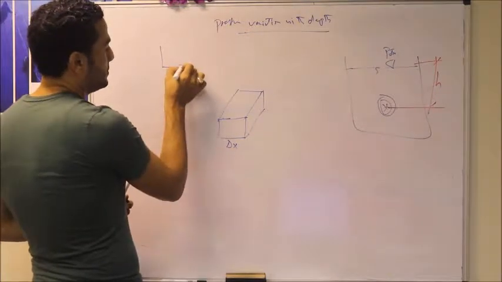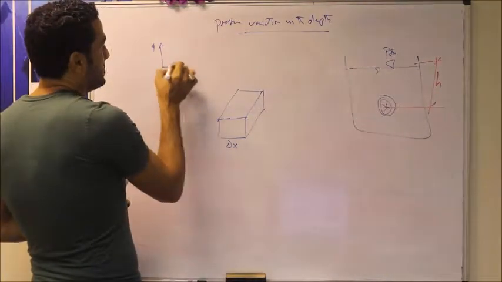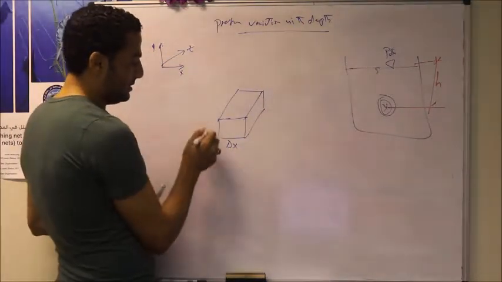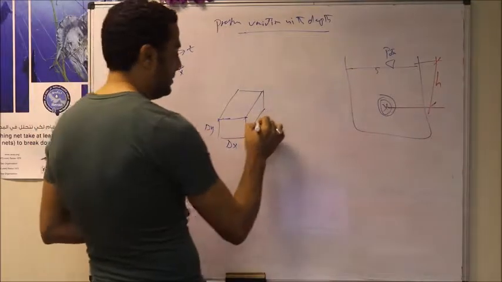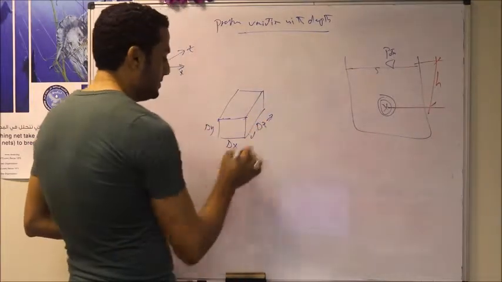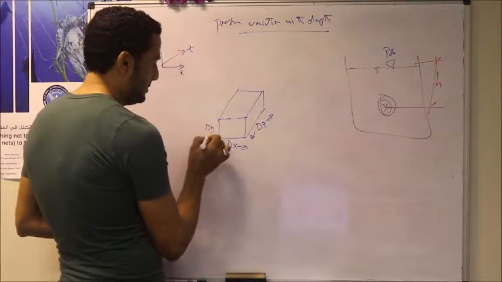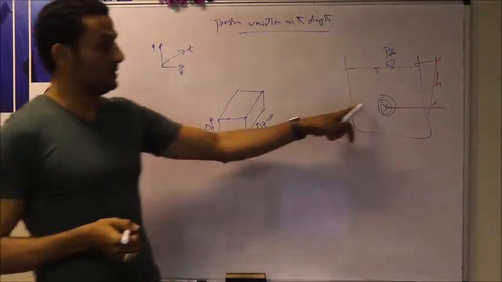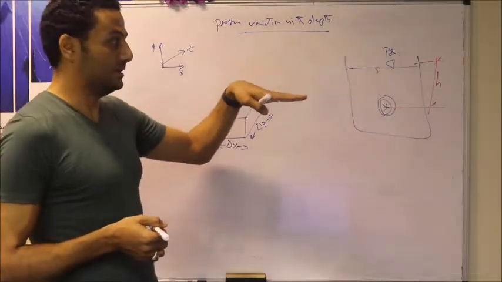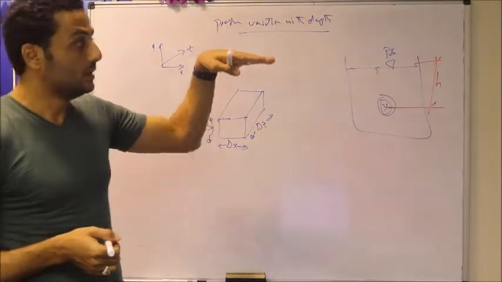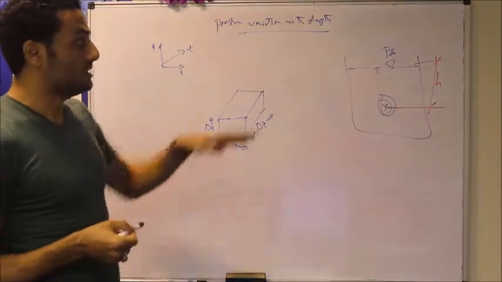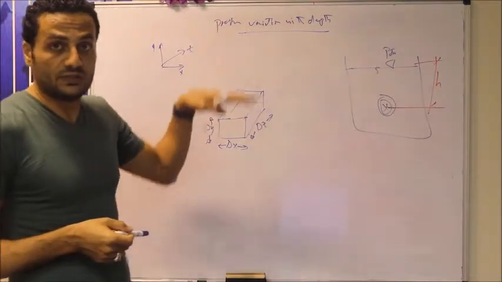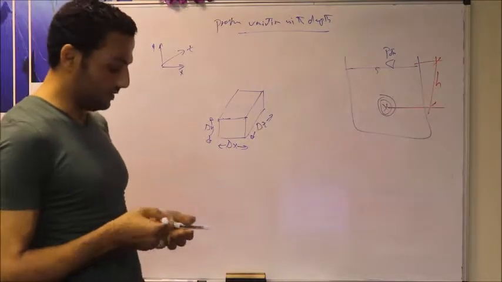Let's assume those are the dimensions x, y, and we have the z direction. So this element has the dimension delta x, it has height delta y, and it has depth equal to delta z. So it has the dimensions delta x, delta y, delta z. This element is at rest, which means it is balanced by the forces acting on it. As this element is in balance, the summation of the forces acting on this element is equal to 0.